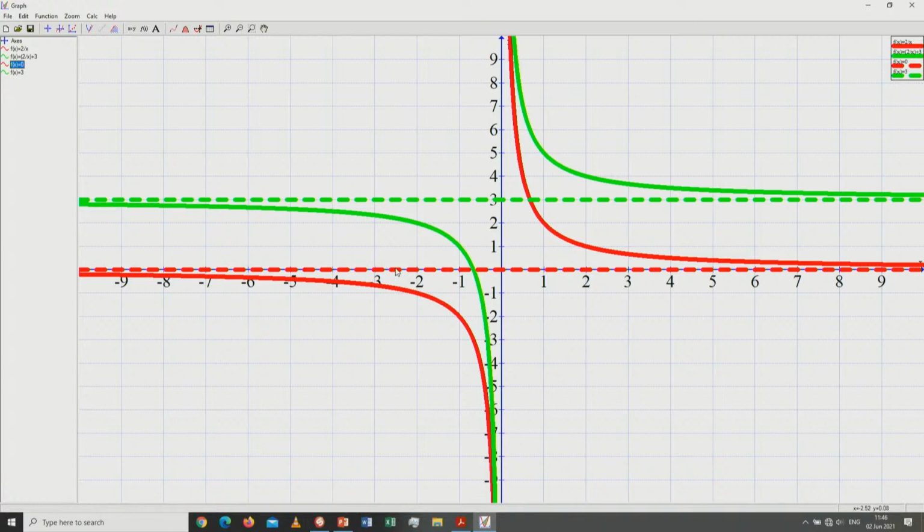Now, the line y is equal to 0, the graph will never touch it. And also the line y is equal to 3, the graph will never touch it. But what happened is the shifting. The graph went 3 units up. 1, 2, 3. It was at 0, but now it is at 3. It means the graph shifted 3 units up. If it was negative, then what do you think will happen?